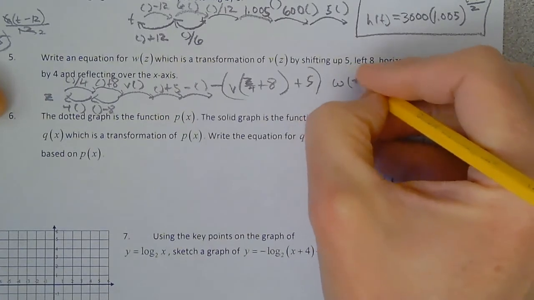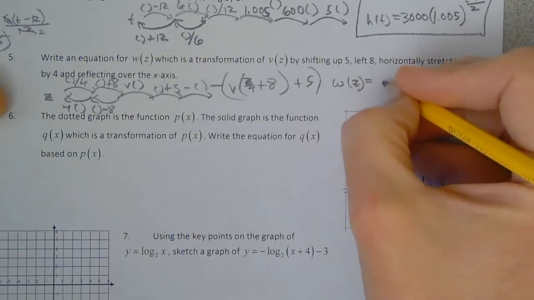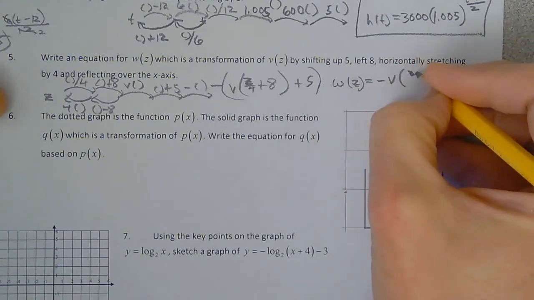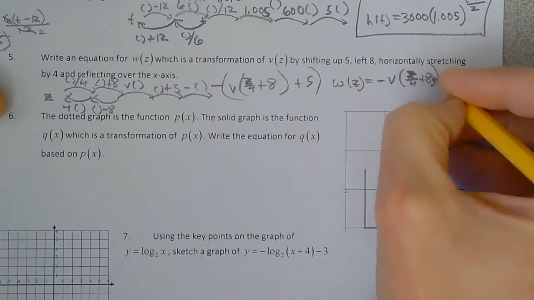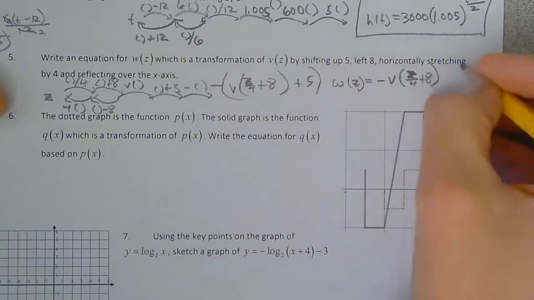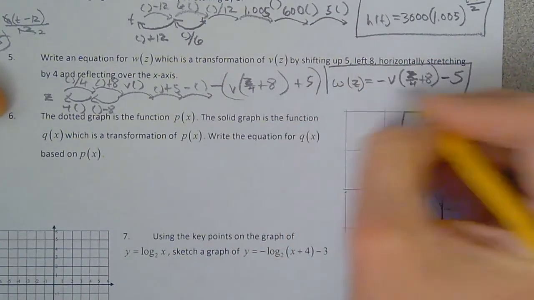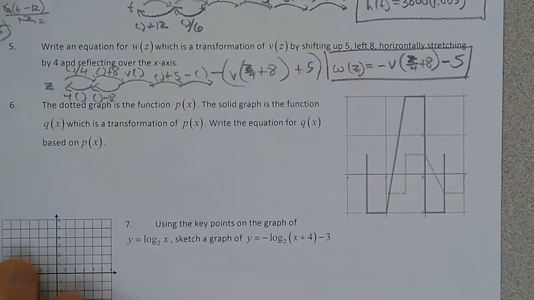So my w of z, if I simplify that a little bit, that's going to be a negative v of z over 4 plus 8. The minus will distribute to that as well, so minus 5. This is what w of z looks like.